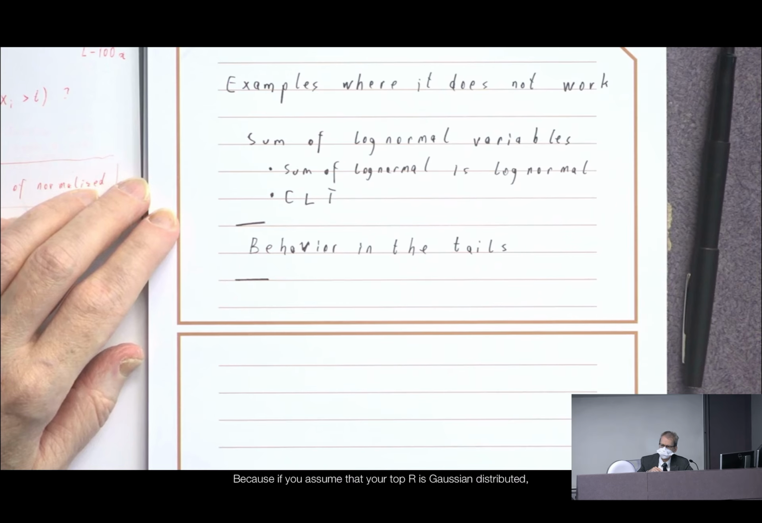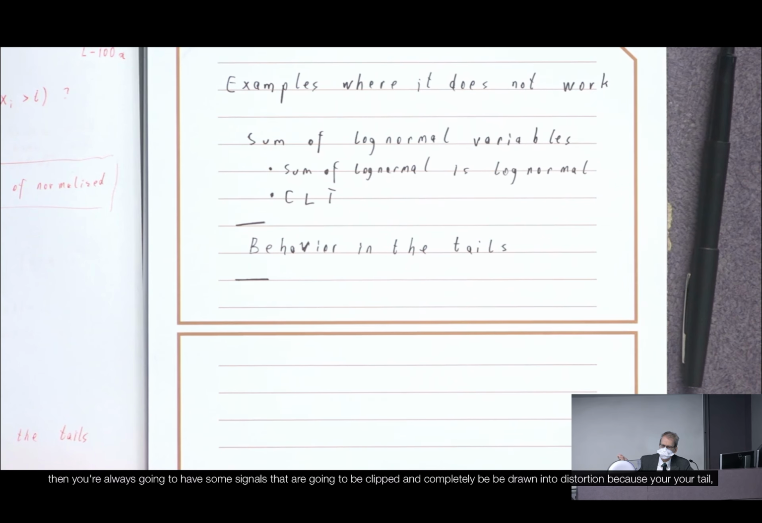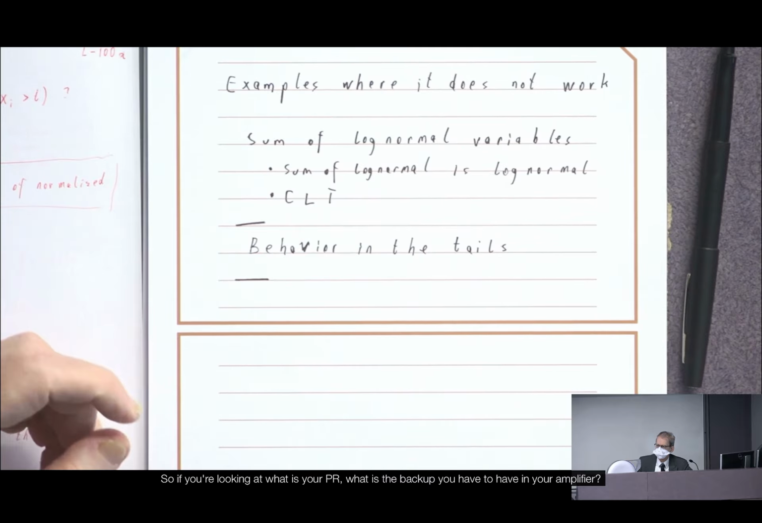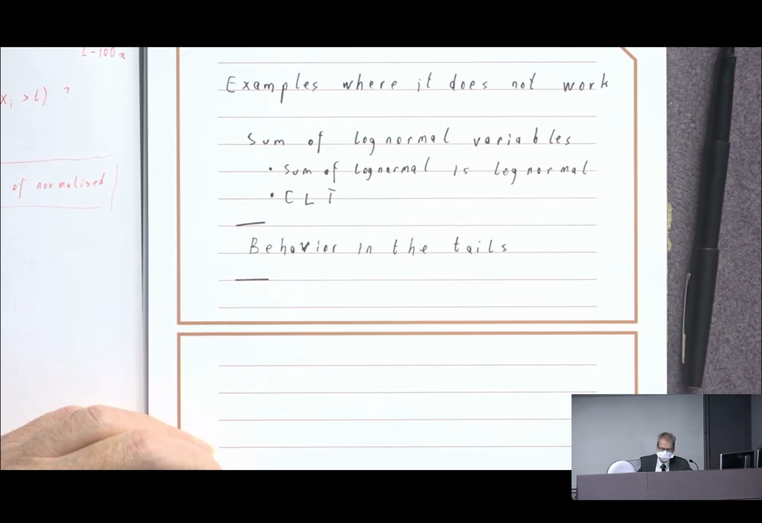Because if you assume that your PAPR is Gaussian distributed, then you're always going to have some signals that are going to be clipped and completely driven into distortion, because your tail, your potential power, goes out to infinity. If you have a reasonable model for it, then that's going to cut off at some point, because no signal that you're generating on your ADCs, be it music or communications, it doesn't matter, is actually going to have infinite power. So if you're looking at your PAPR and the backoff you have to have in your amplifier, again, you need to look at the exact model, not just assume, oh, I'm going to have something Gaussian.